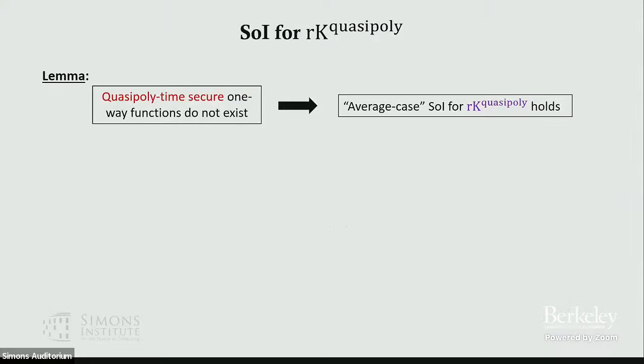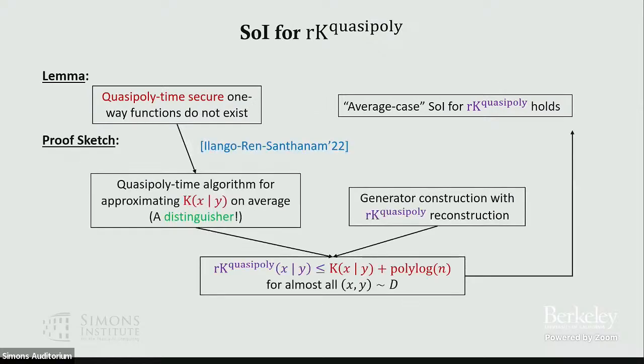As I mentioned, we also showed an equivalence between the nonexistence of one-way functions and the average case symmetry of information, but for rKt quasi-polynomial. The proof that I just described uses the original coding theorem for pKt, but we don't have a coding theorem for rKt. So for this one, we need to use a different approach. I will not talk about the details, but the starting point is the recent result by Ilango, Ren, and Santhanam. They show that if one-way functions do not exist, then there's a heuristic for approximating the K complexity.